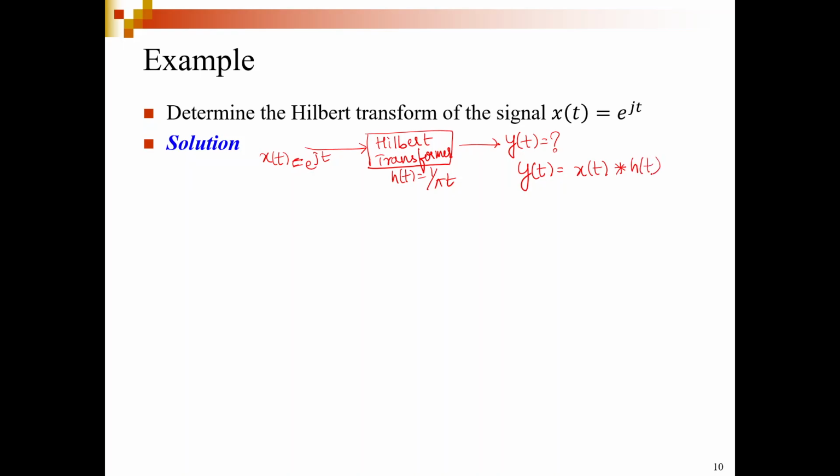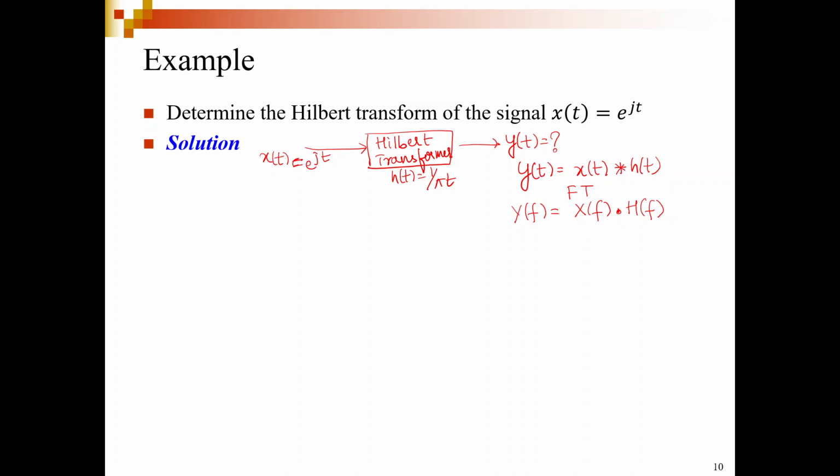Instead of doing this process in the time domain, after applying the Fourier transform, we can write y of f is equal to x of f multiplied by h of f. I'll just write a dot to represent the multiplication. So the convolution in time domain is represented as multiplication in frequency domain. Using this analysis, now we shall see how to do the Hilbert transform of a given signal.